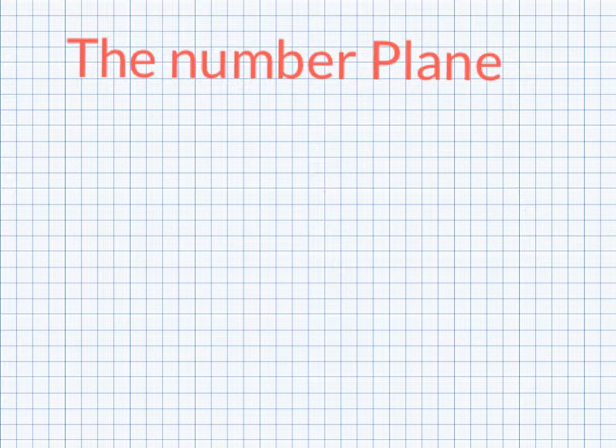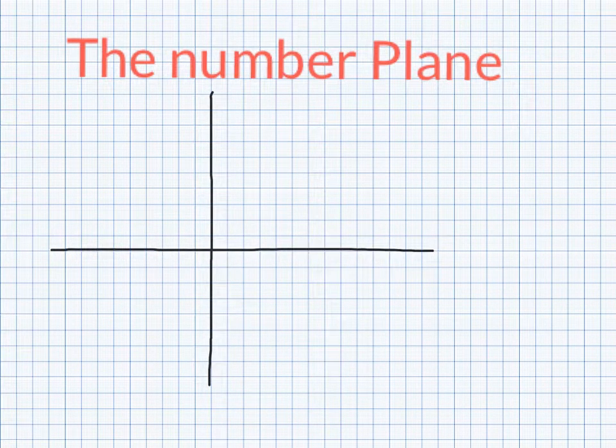Hi Year 8, this is a video about the number plane. Now the number plane is also called the coordinate plane, and it consists of two lines: a vertical line called the y-axis and a horizontal line called the x-axis. So they form a cross.